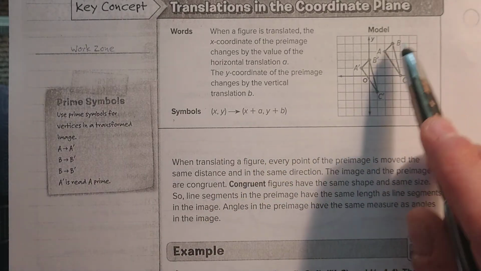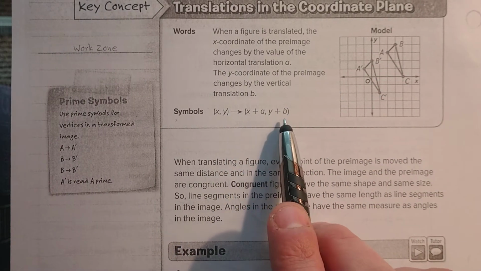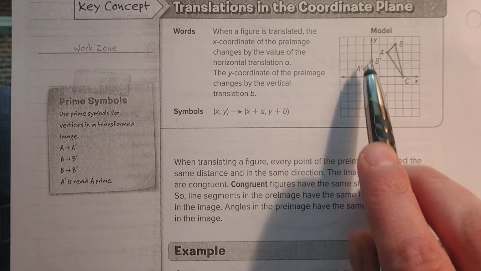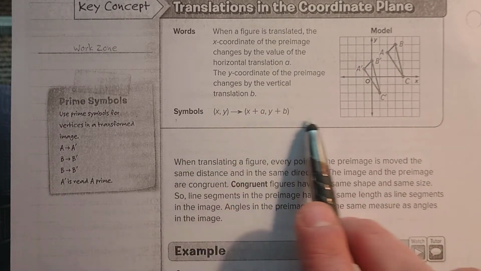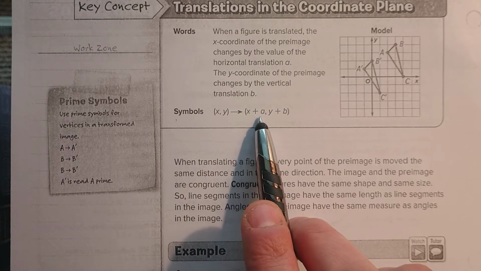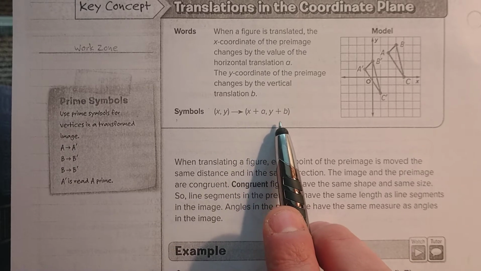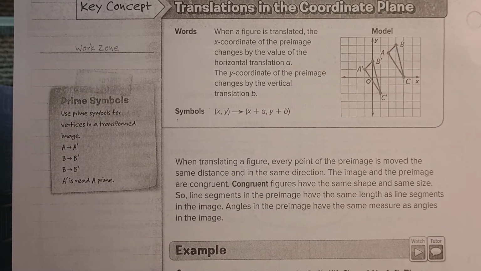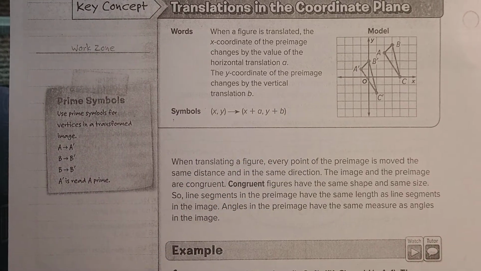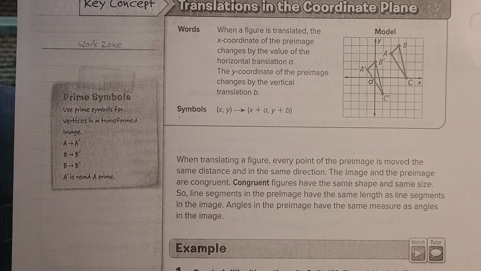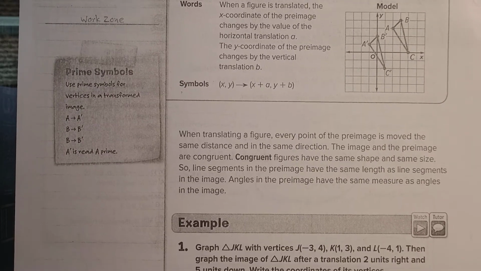To get a move, if we just add something to A and add something to B, if we add something to A, that means we're going to move x, we're going to move left or right A times. And for y, we're going to move up or down B times. Okay? So this is kind of like a general rule. We're going to get more into applications and examples coming up here.